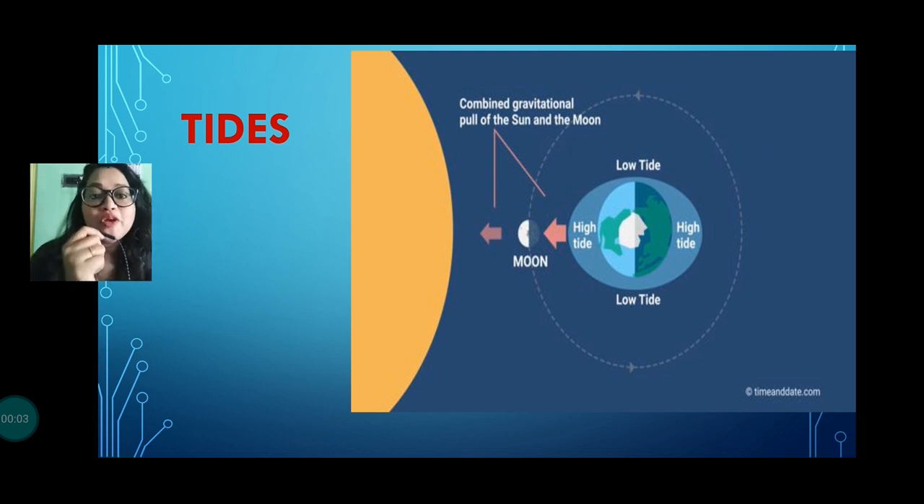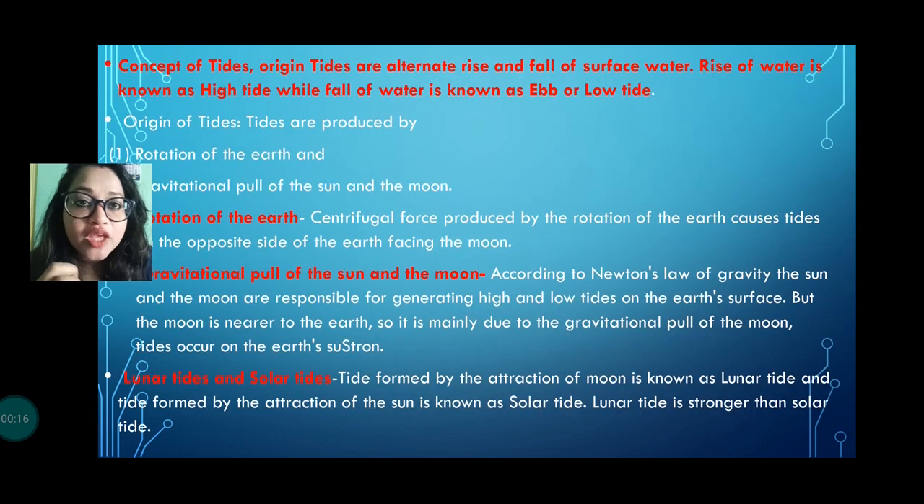Today in our class we are going to discuss the tides. In oceanography, how do tides originate? So what is a tide, how many types of tides are there, and what are the effects of the tides? We are going to discuss these here. First, the tide: what is it and how does it originate?